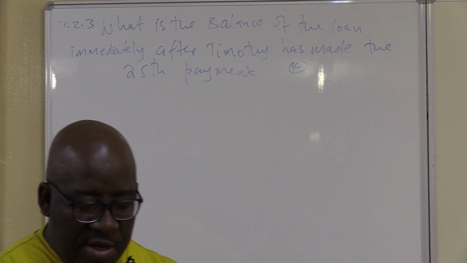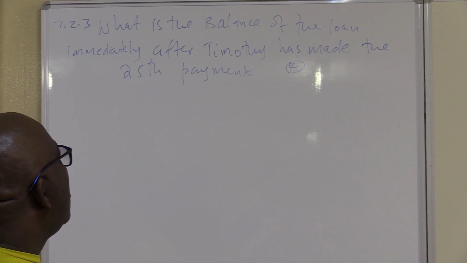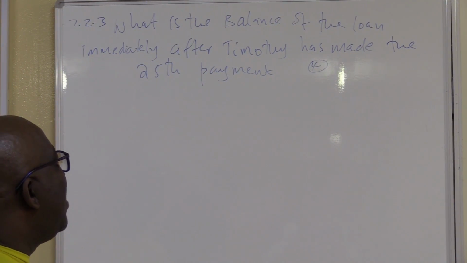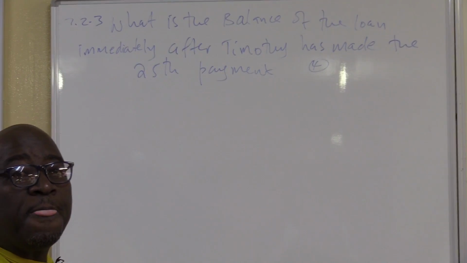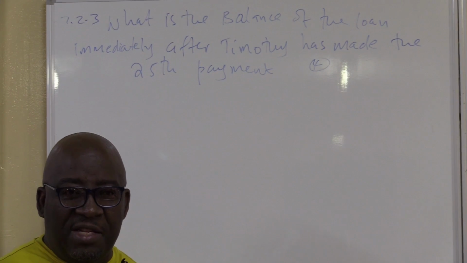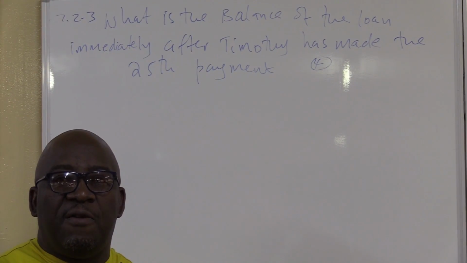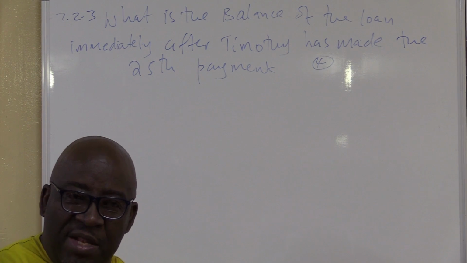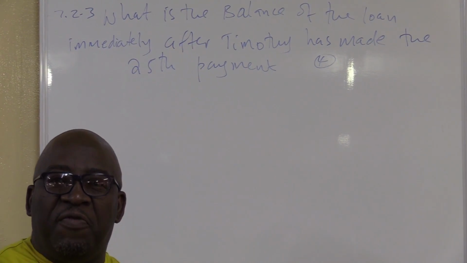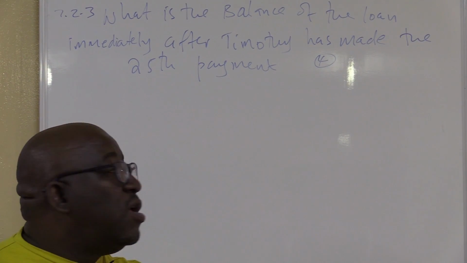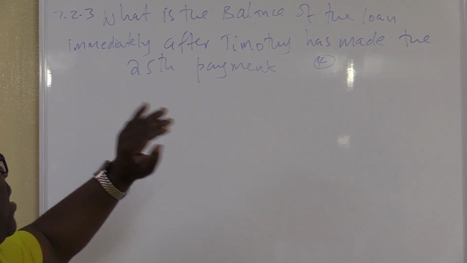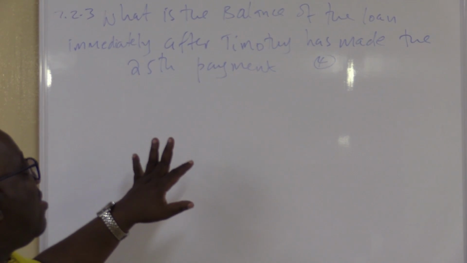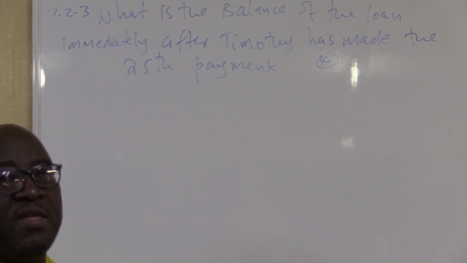But let's look at the question. What is the balance of the loan immediately after Timothy has made the 25th payment? Remember that the total payments this guy made were 26. The 25 payments were full, then the last payment was just a payment to go and finish what he owes. Now the question is, what is the balance of the loan immediately after Timothy has made the 25th payment?